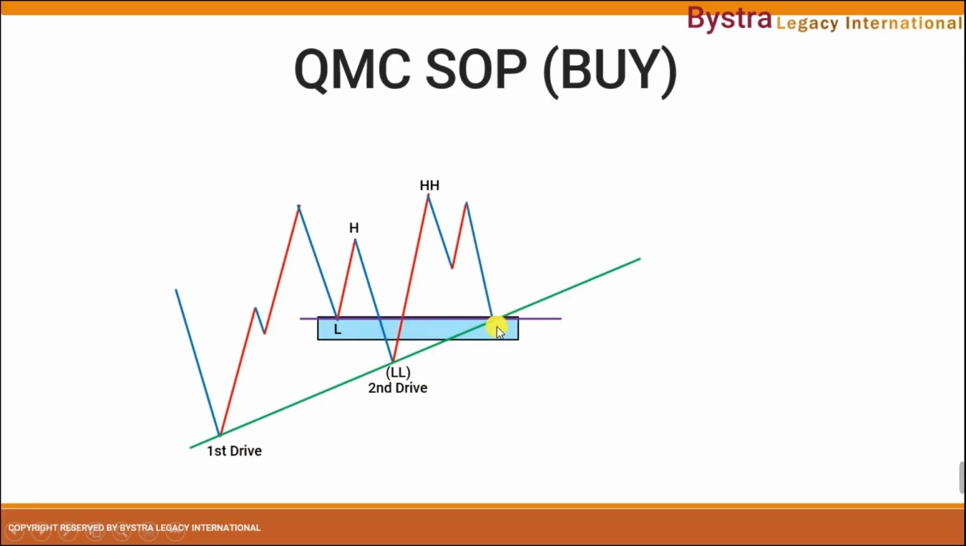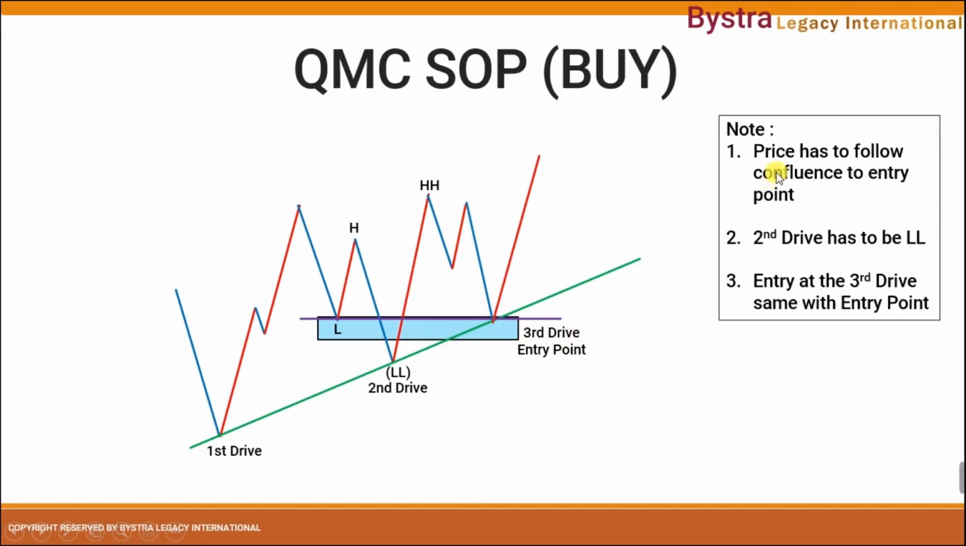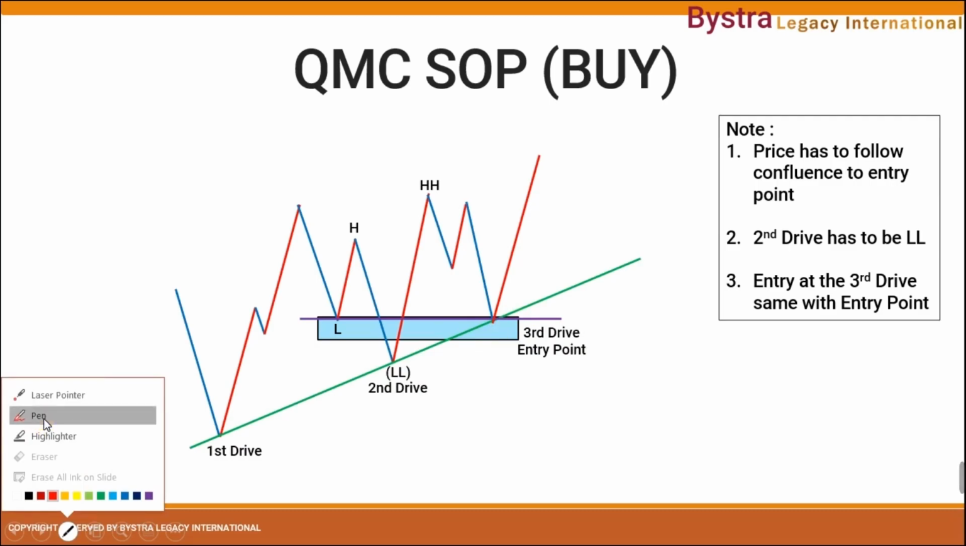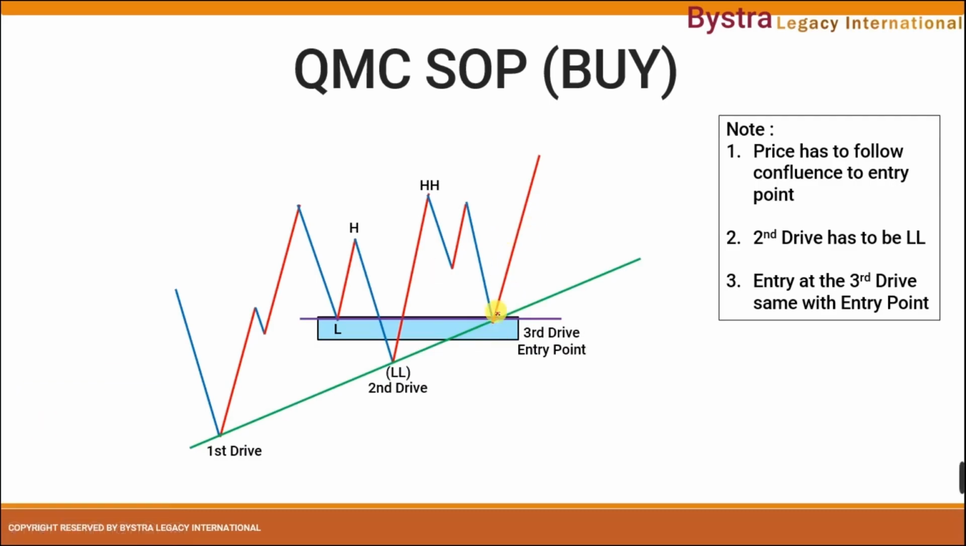As we can see, price comes back here, and we enter at the third drive with the same confluence as our entry point, and price continues to go up. So remember guys, always remember this: price has to follow the confluence to the entry point, the second drive has to be on the head of the QM, and we have to enter at the third drive, the same area as the entry point. As I said, same as the QM sell, we do not want the price to linger here too much and then over here way past the confluence and the entry point.